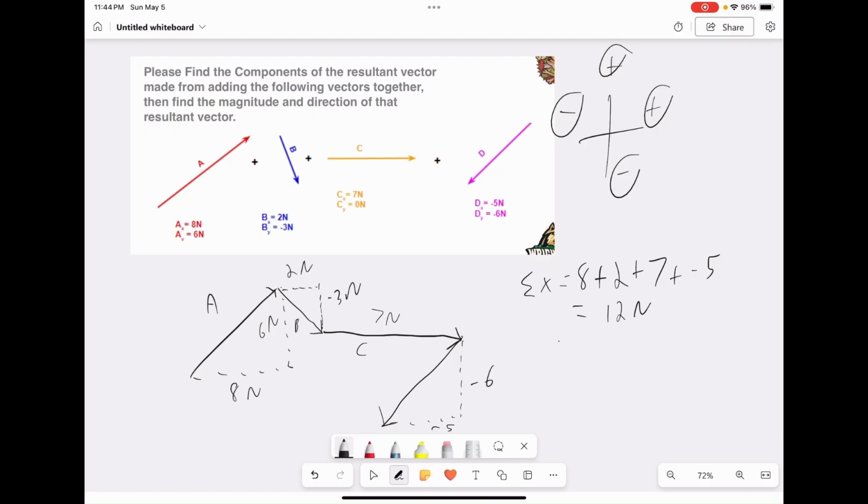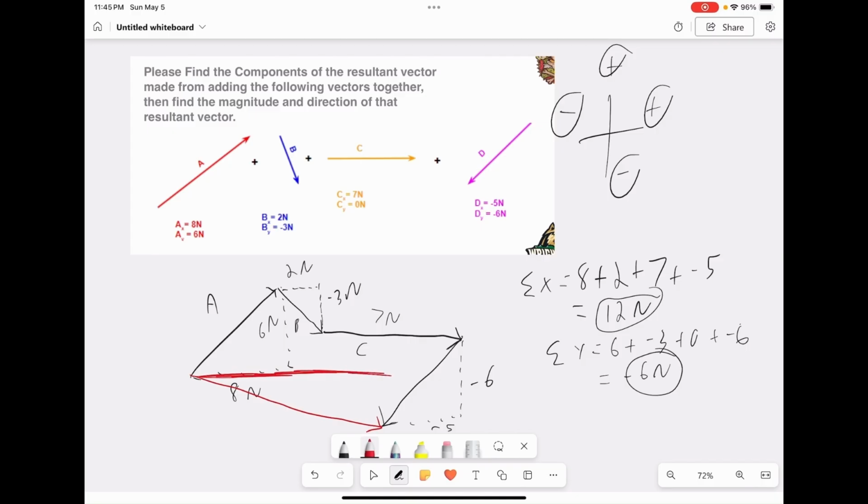And then my sum of my y's, my total y component is going to be 6 plus negative 3 plus 0 plus negative 6, which equals negative 6 newtons. So the x and y components of this final vector that I've made, from the tail of the first to the tip of the last: my x component has a length of 12 newtons. My y component has a length of 6 newtons.